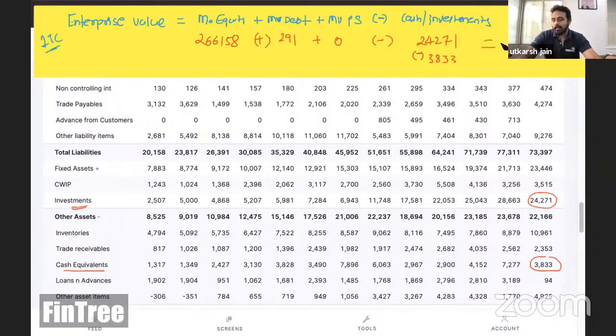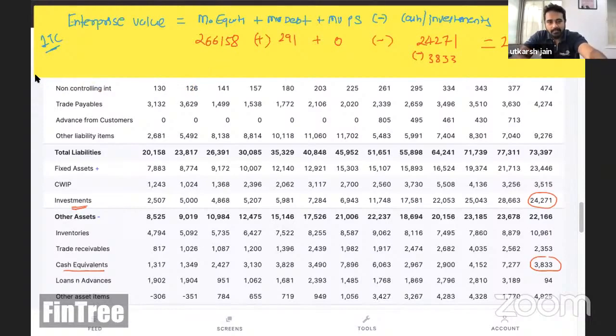So let's do the math. Give me what enterprise value is. 266,158 plus 291 minus 24,271 minus 3833. We're looking at 238,345. Thank you very much, Suganya. That is your enterprise value.